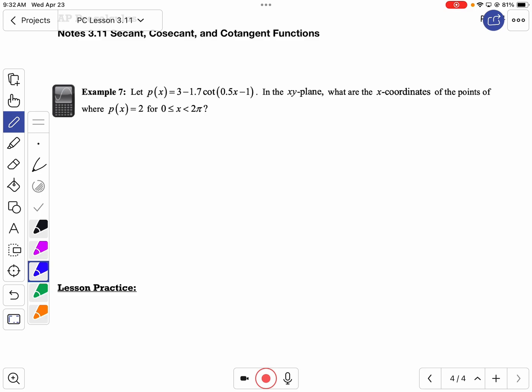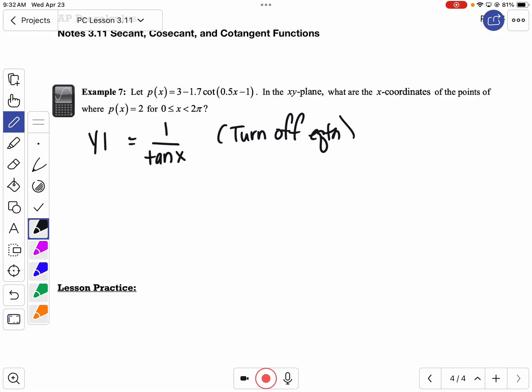All right, so let's look at this one. Here's a trick for when you want to solve something with a trig function that you don't have, okay? So I want to show you this. In y1, we're going to put 1 divided by tangent x. And then we're going to turn this equation off. You might want to write this down first, and then that way you'll have it when you go back, okay? And to turn it off, you just hit enter on the equal sign, okay?